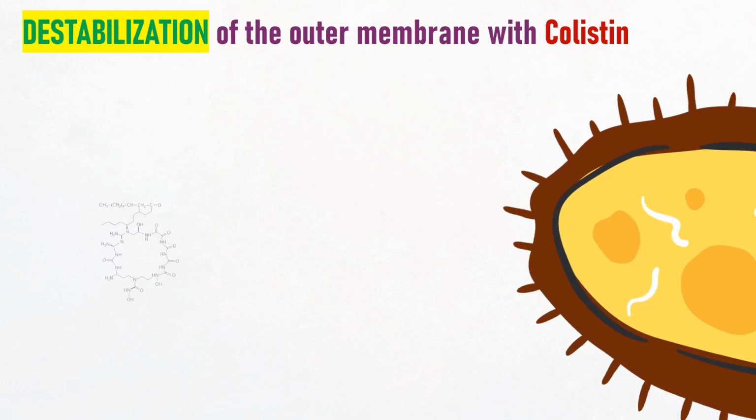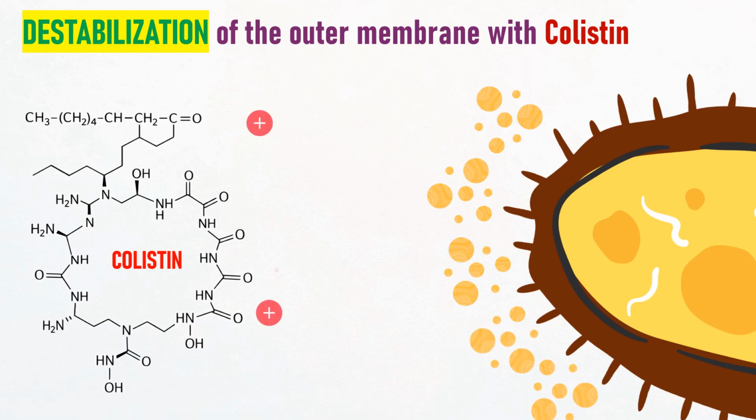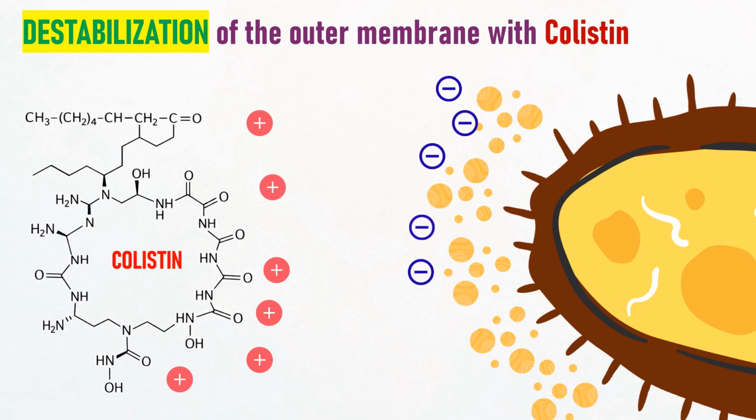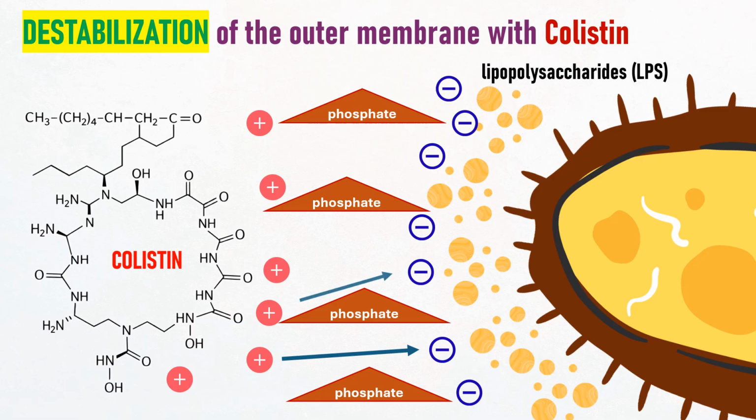Destabilization of the outer membrane by colistin. After the stabilizing ions are displaced, the membrane structure becomes unstable. The hydrophobic fatty acid tail of colistin is inserted into the lipid layer of a membrane. This leads to increased membrane permeability, pore formation, and impaired cell barrier function.